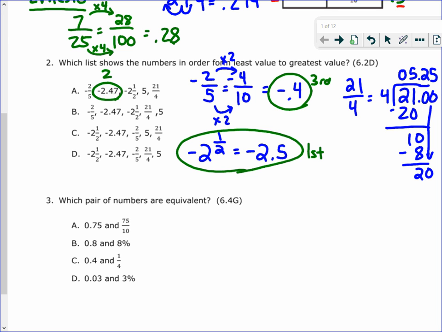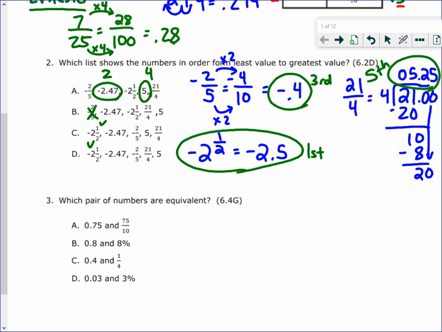It looks like negative 0.4 is going to be third. Third smallest, because we're going least to greatest. Our fourth smallest will be 5. And then finally, our 5.25 will be our fifth smallest. So now we can write them from least to greatest. So negative 2.5 should go first.